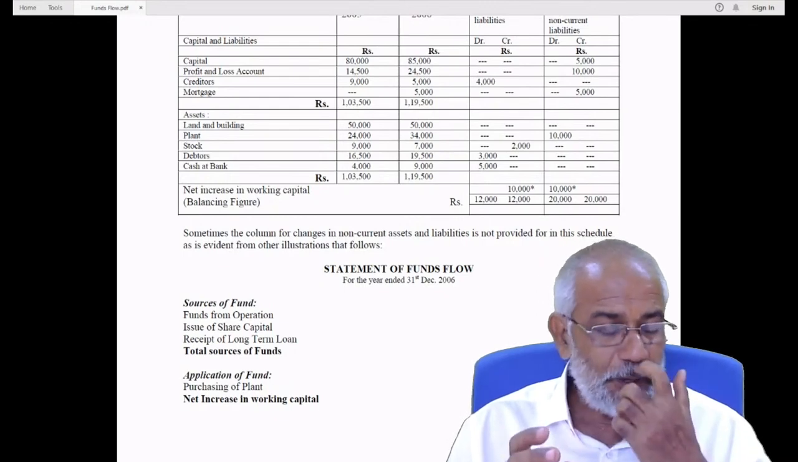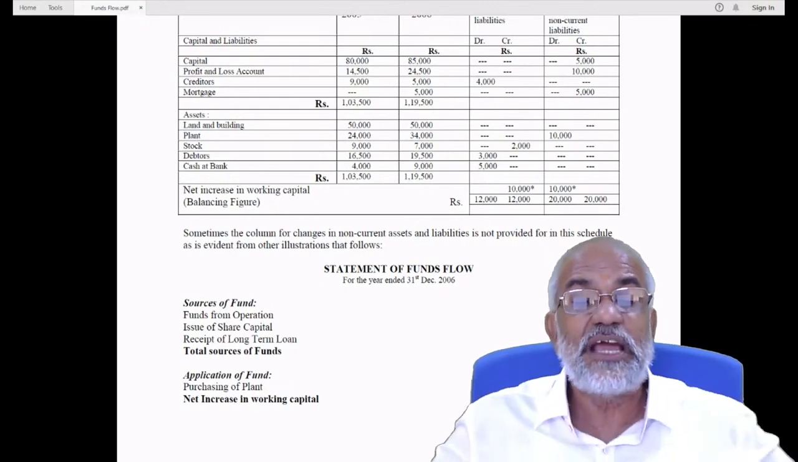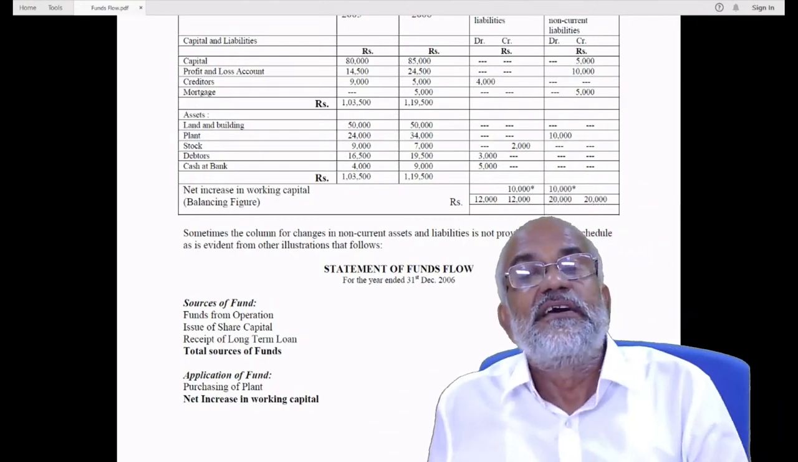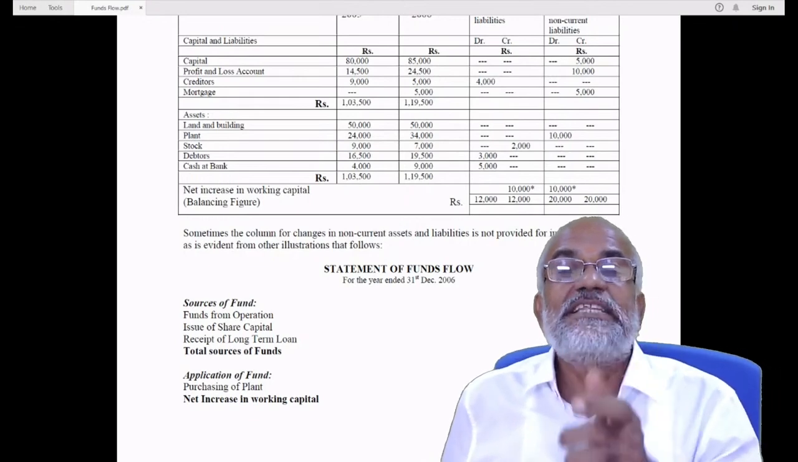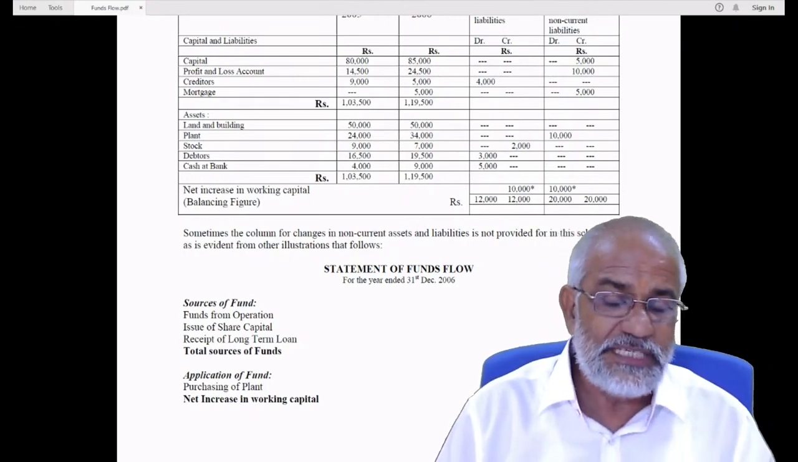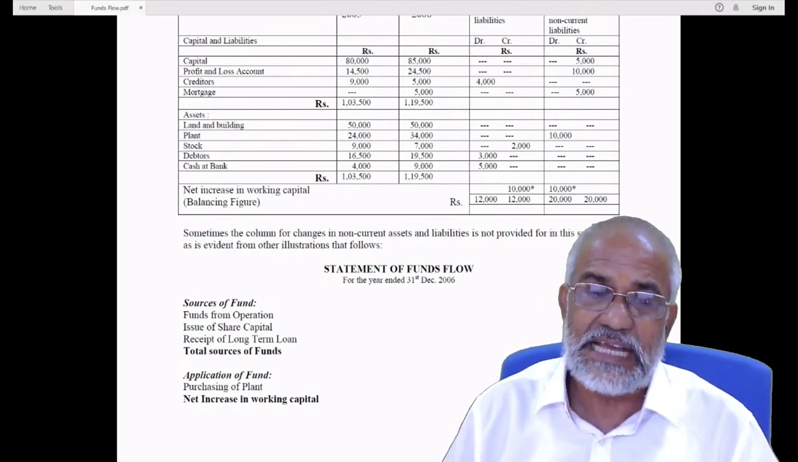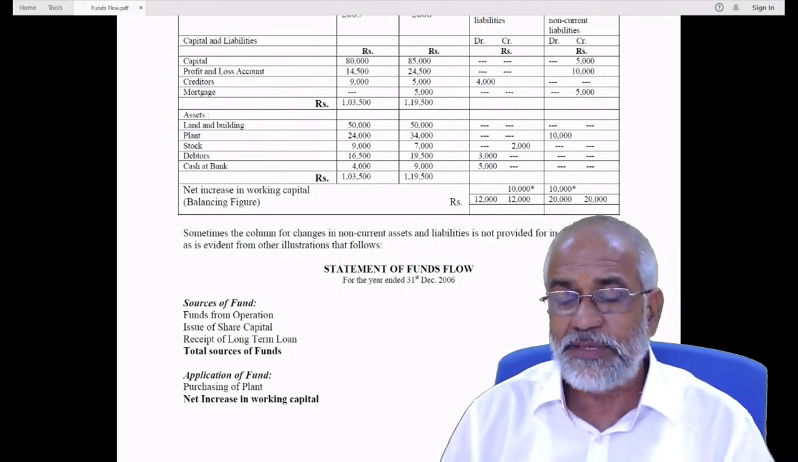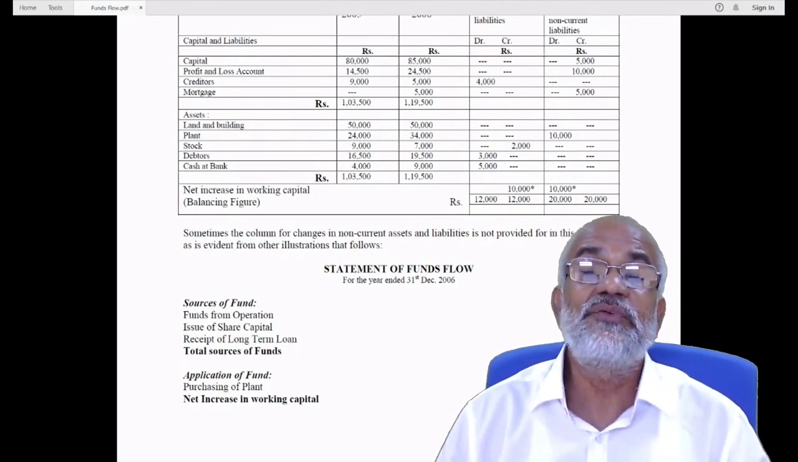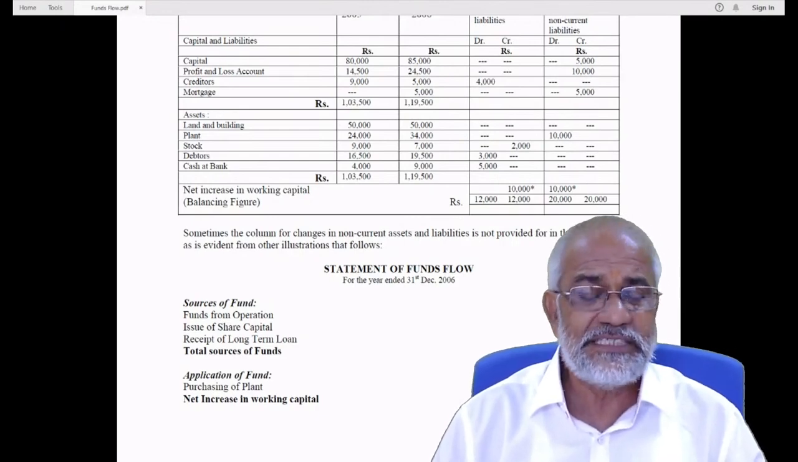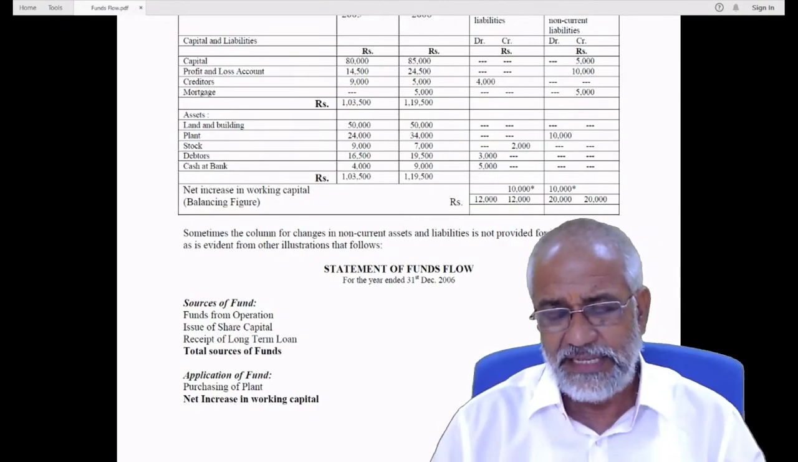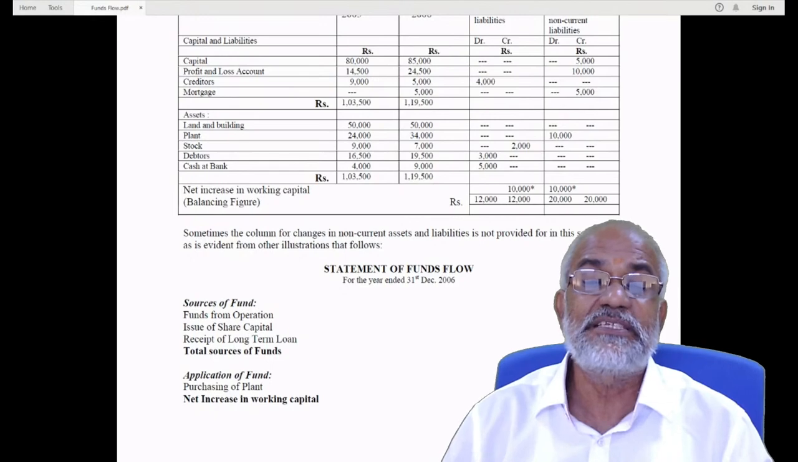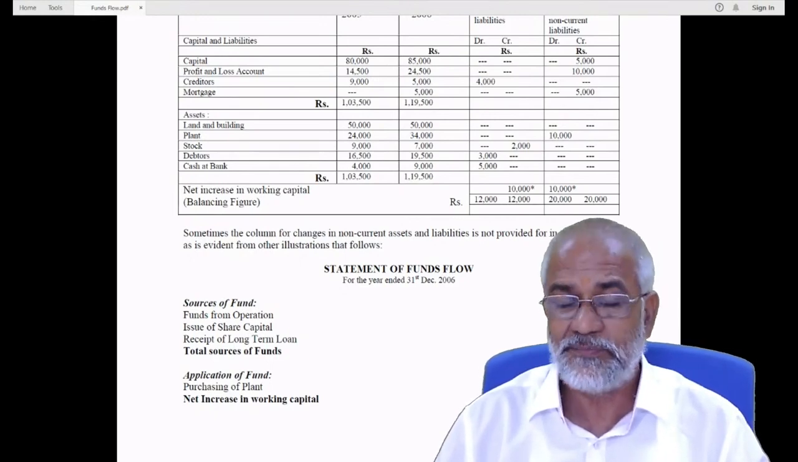Step 2 is for preparation of individual accounts involving hidden transactions. Suppose here the plant and machinery, land and building, suppose it is not subject to depreciation, so the figure remains the same 50,000, it is acceptable. But when the plant and machineries are there, it was 24,000 at the beginning and 34,000 at the end. The addition we have simply taken as the increase in the plant position, purchase of plant position. So accordingly, we have taken it as application under the head purchase of land.